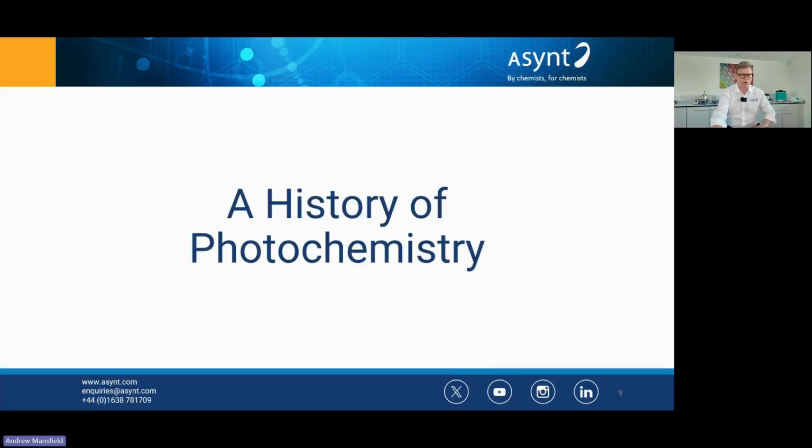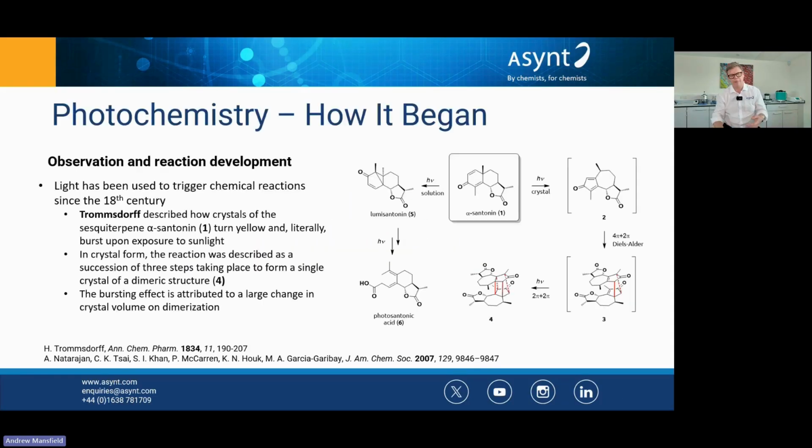So I wanted to just give you a brief history of photochemistry, because this technique's been around for hundreds of years. So where did it really begin? So looking at literature, I would kind of argue that this example here is probably the first cited example of photochemistry. So this was done by Trommsdorff all the way back in the 1800s.